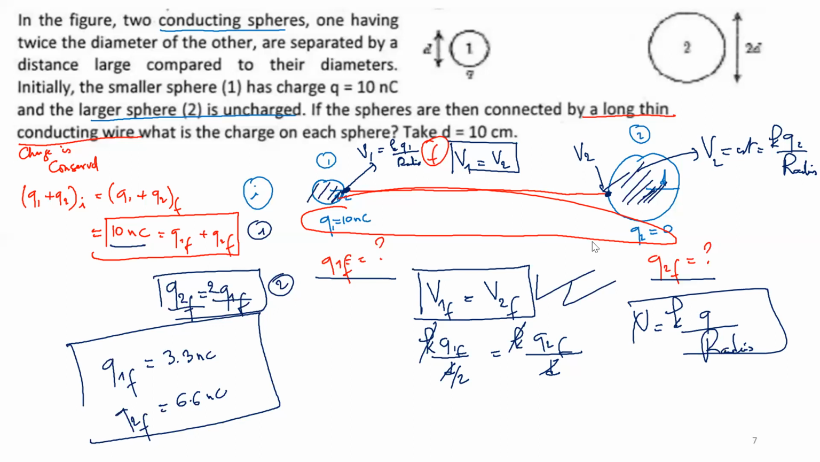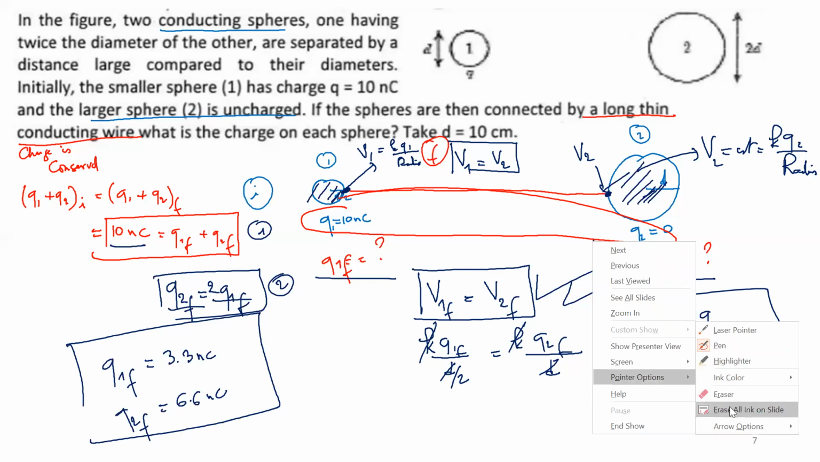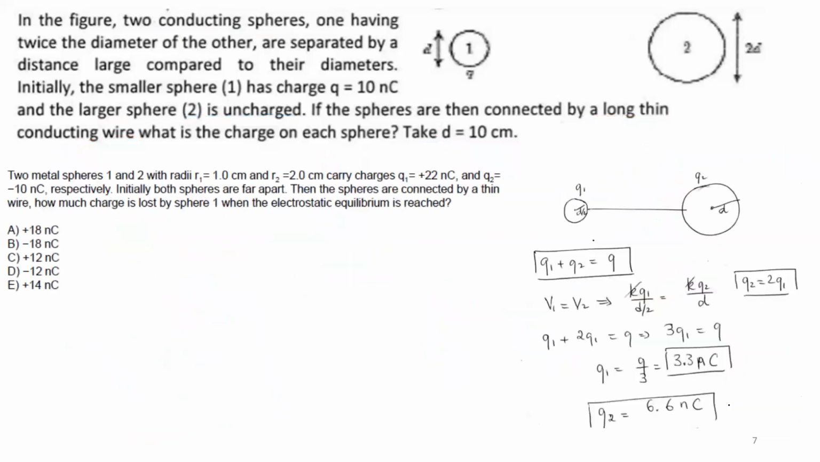Now let's solve a similar problem, which is this. It's the same type of problem. I have 2 metal spheres, 1 and 2. This is radius 1, and radius 2 is 2 times radius 1 as before. Now here I have charge Q1 and charge Q2. Q1 here is equal to plus 22 nanocoulomb and Q2 is minus 10 nanocoulomb.